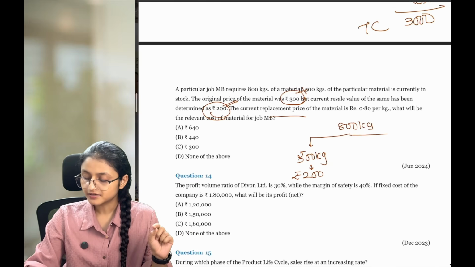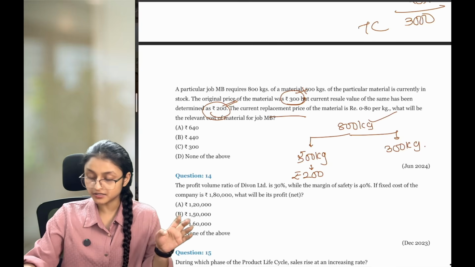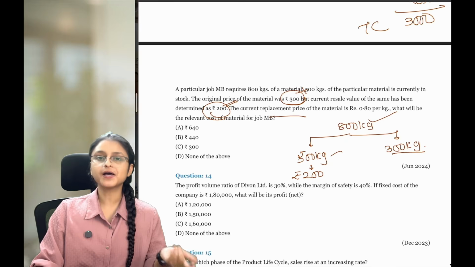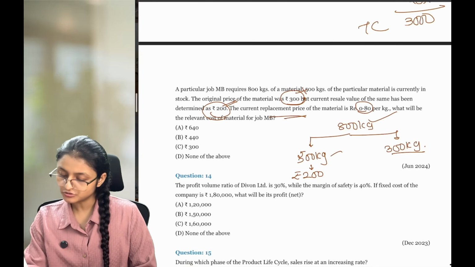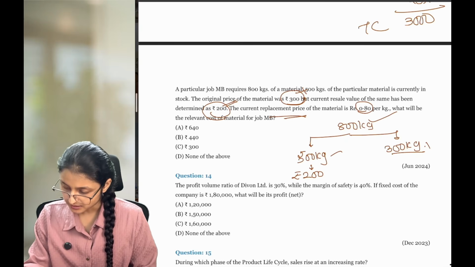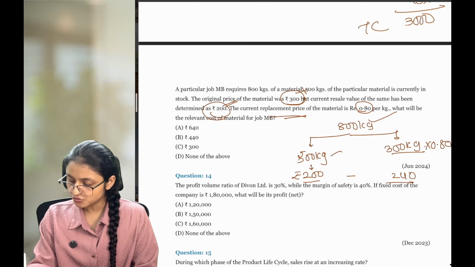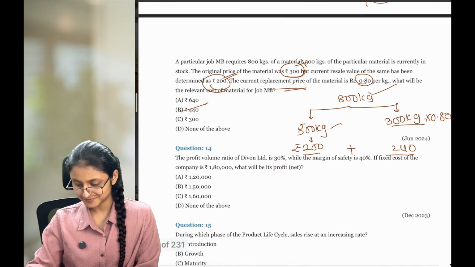Okay? But the remaining 300 kg is also required. We require a total of 800, out of which only 500 is with us. So 300 has to be bought from the outside market. If you're buying anything from the outside market, you're going to take the outside market price, that is the current replacement price. So at 0.80, which is equal to 240. So 200 plus 240 is equal to 440, which is your relevant cost of material here.